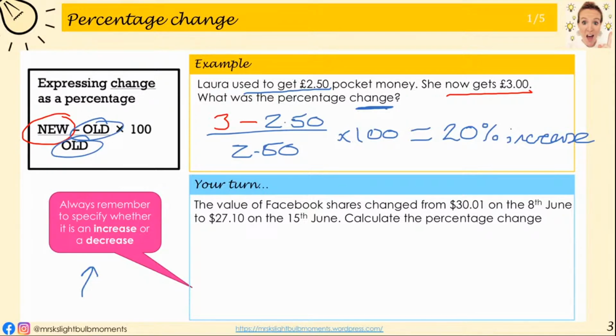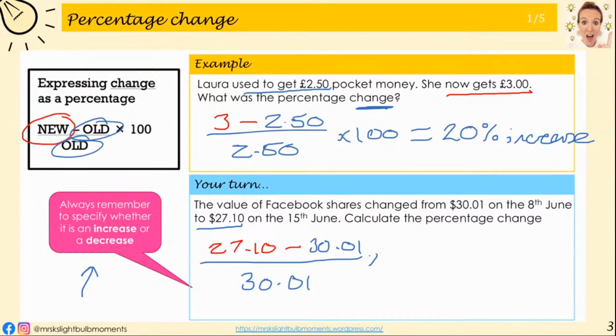Right, should we have a look at this one together? So we've got the new minus the old. So they changed from $30.01 to $27.10. So the new is this 27.10 this time. So I'll just use the same colour as before. 27.10. Take away, and we've got to take away the old, which was 30.01. Divide by the old, which was our 30.01, and then times by 100.